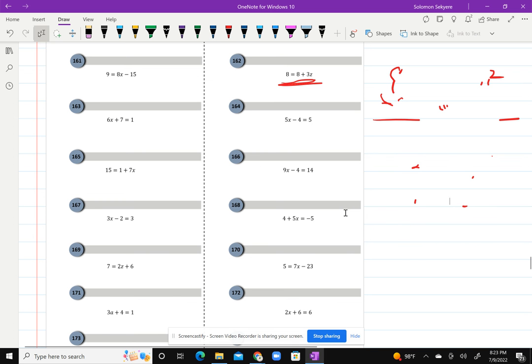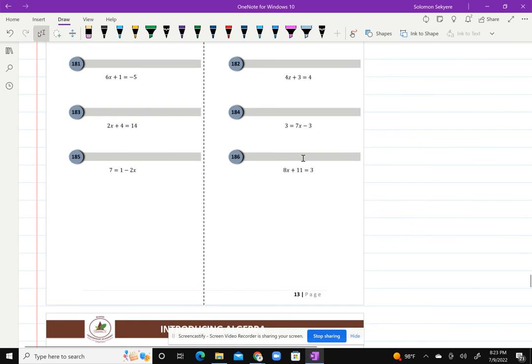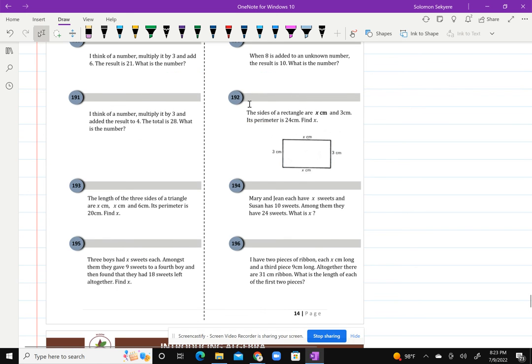Same thing if I write 15 equals 1 plus 7x. Same thing. Okay. All right. So do all these exercises. And if you have any questions, email me.